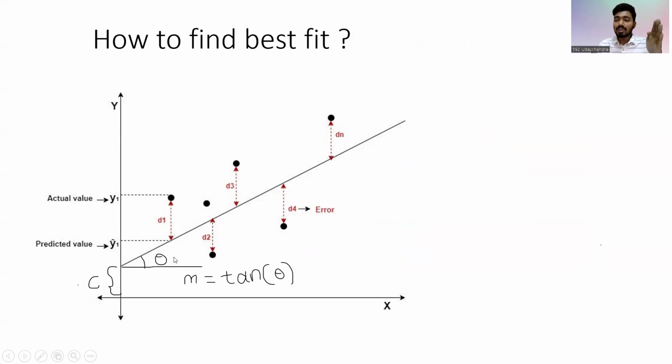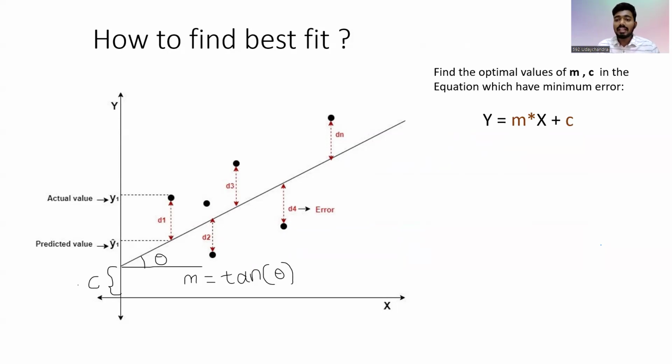So I need to try to reduce the error such that the line will be the perfect fit, or we can say the best fit line. So now I need to find the optimal values of M and C in the equation such that we have the minimum error. I need to find a line with slope M and intercept C such that I have the minimum error.